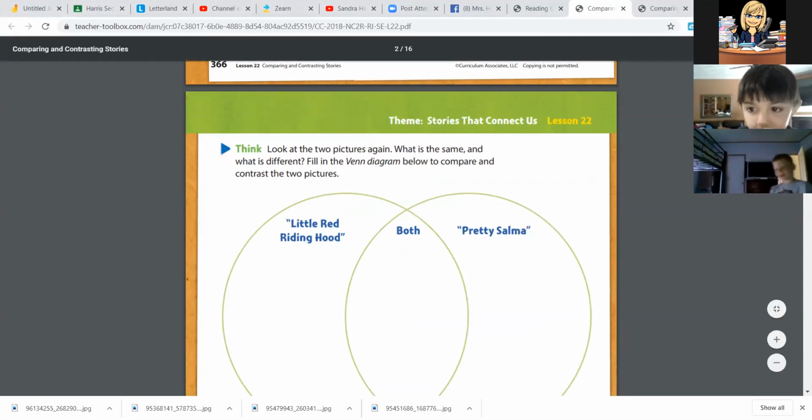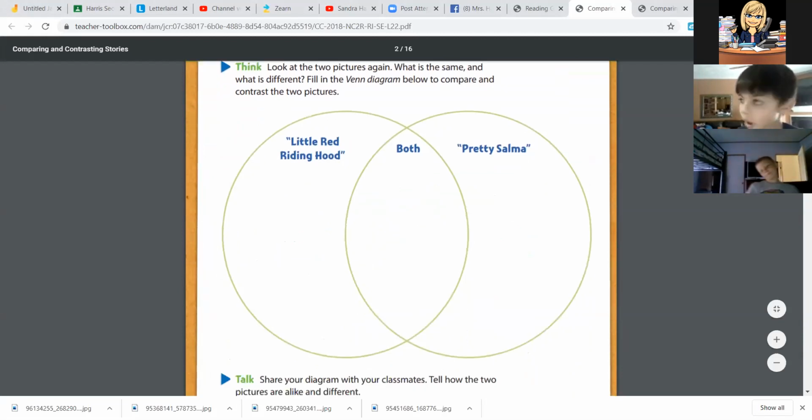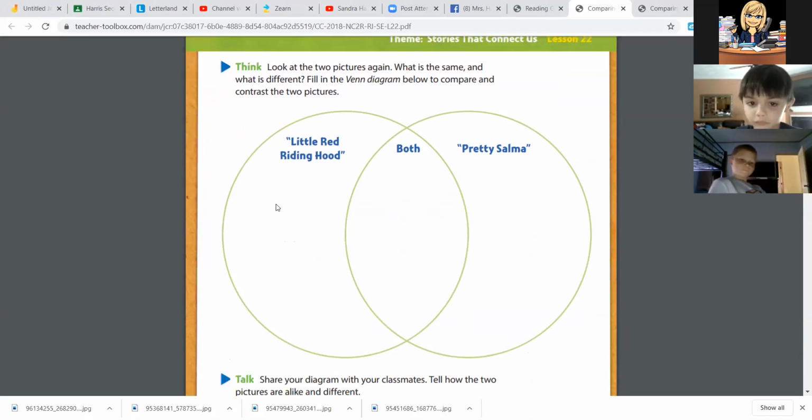Look at the two pictures again. What is the same and what is different? Fill in the Venn diagram below to compare and contrast the two stories. So here we have Little Red Riding Hood. Here we have Pretty Salma. And what did they both have in common? Okay, so what can we put that they both had in common, both pictures?